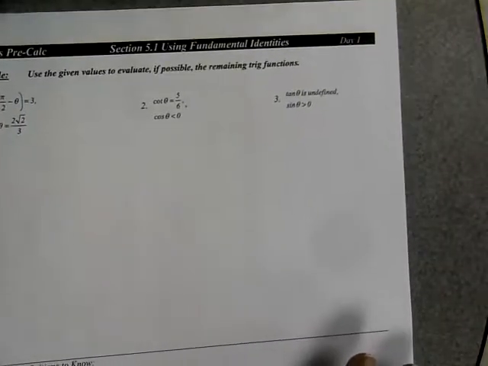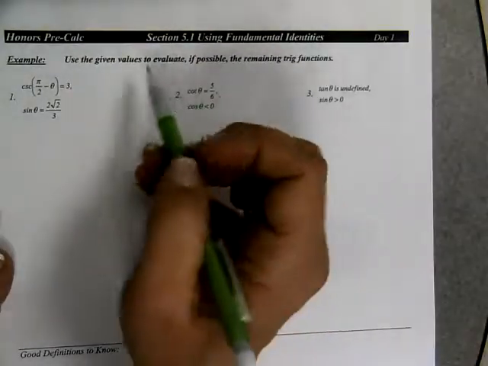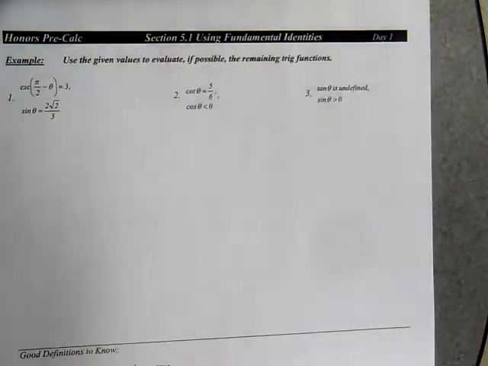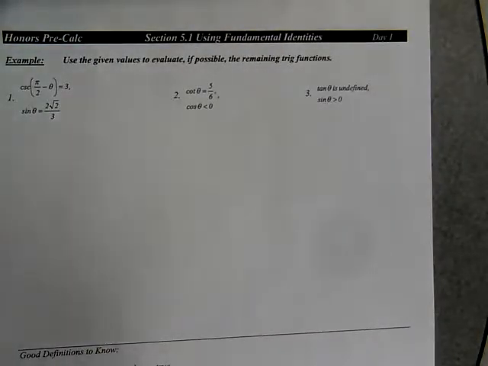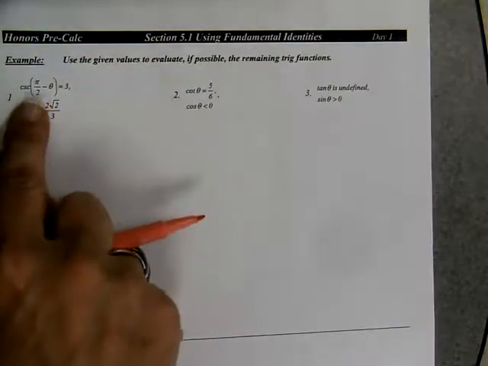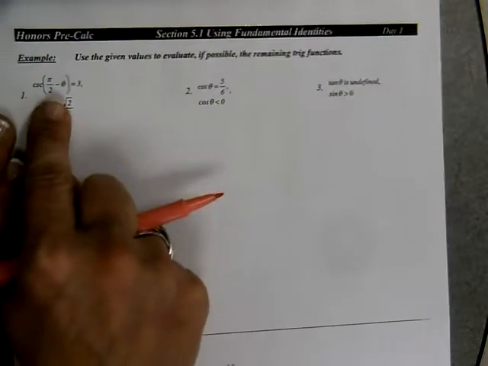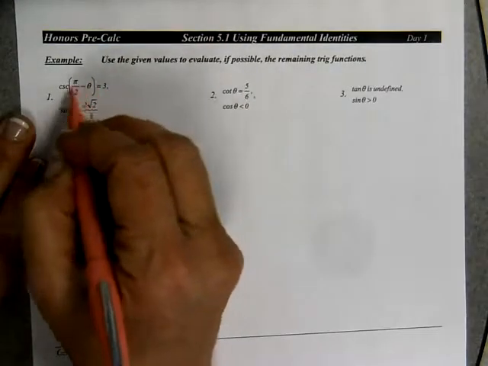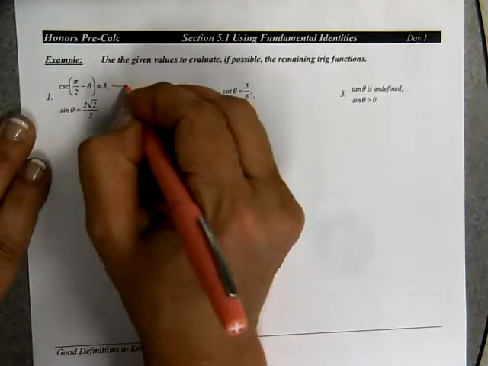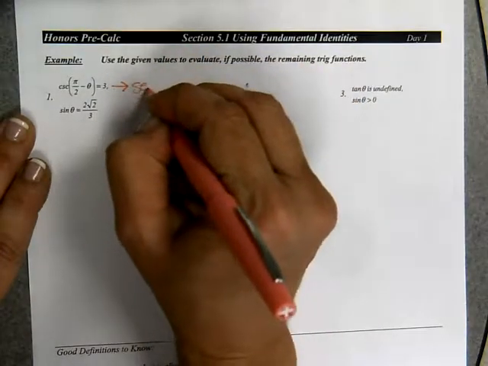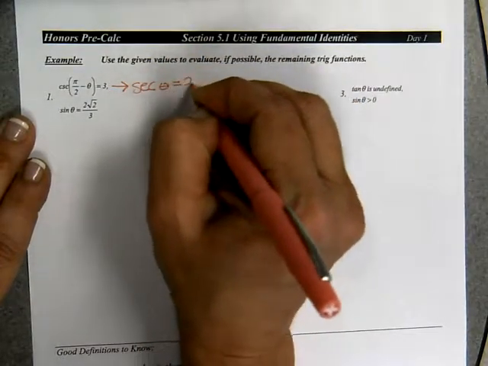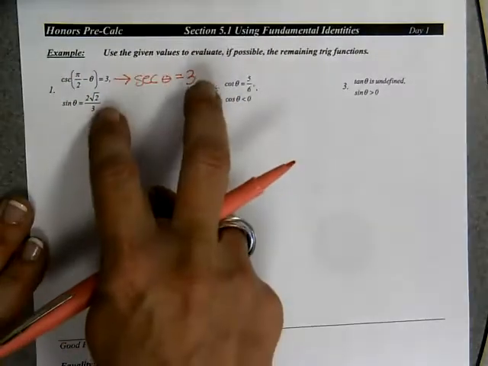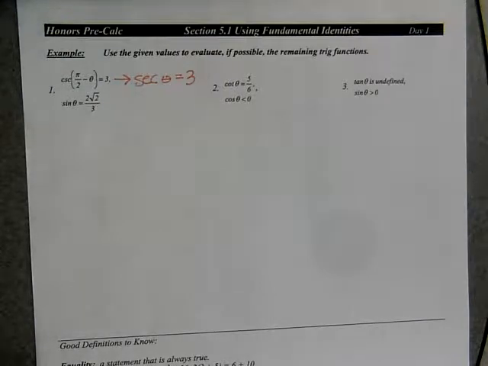So we're just going to start out with a little bit of review. It says use the given values to evaluate, if possible, the remaining trig functions. So let's see what we can glean from this information. If we know this statement, this should tell us about its cofunction. Notice that we have this pi over 2 minus theta. That essentially is telling us that the secant of theta is 3, that its cofunction is going to be 3. So really this is giving us 2 of the 3 values.